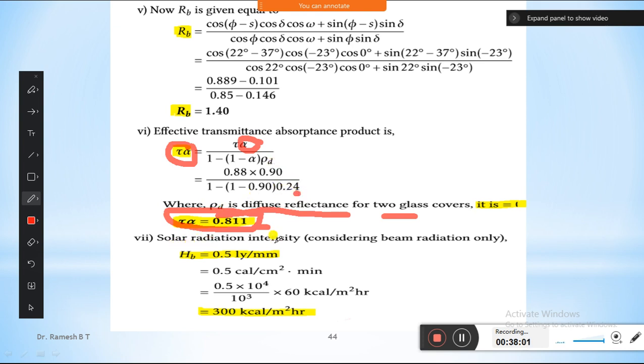And the solar radiation intensity, that is HB, is given as 0.5 langley per minute. If you convert that into 0.5 cal per centimeter square, and centimeter square to meter square, that is 10 raised to 4, and it is per minute. For an hour, it becomes 10 raised to 3 divided by, if you simplify that, finally we get HB equal to 300 kilojoules per meter square hour.